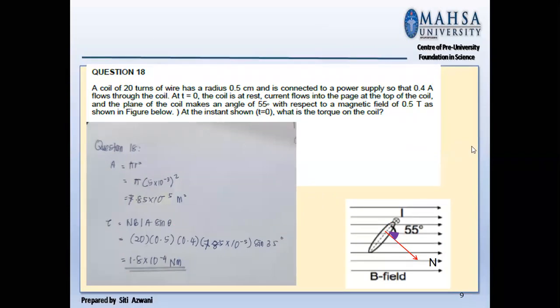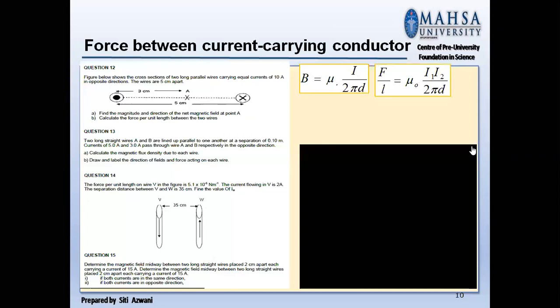Okay, next question. Let's do question number 12, number 13, number 14, and number 15. If you realize, these questions are under the topic force between current carrying conductors. What happened between the two wires? Is it attraction or repulsion? It depends on the direction of each current. You need to consider the direction of your current for this concept.